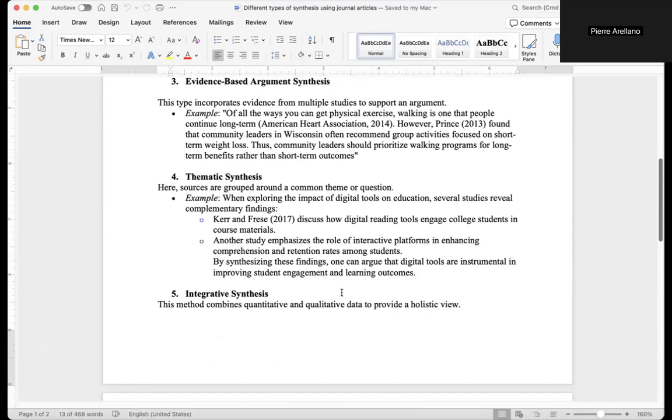Thematic synthesis, here sources are grouped around a common theme or question. So the example is, when exploring the impact of digital tools on education, several studies revealed complementary findings. Kerr and Fries discuss how digital reading tools engage college students in course materials. Another study emphasized the role of interactive platforms in enhancing comprehension and retention rates among students. By synthesizing these findings, one can argue that digital tools are instrumental in improving student engagement and learning outcomes. These two had different digital tools, but they both agreed digital tools were the way to go for this example.